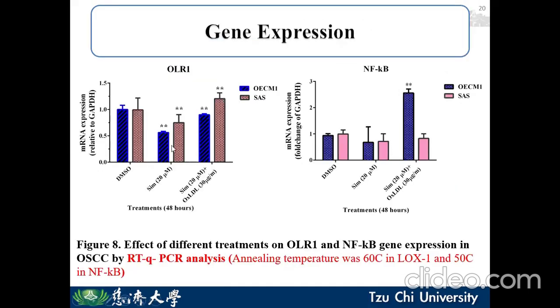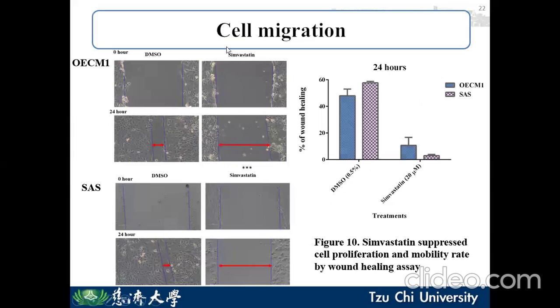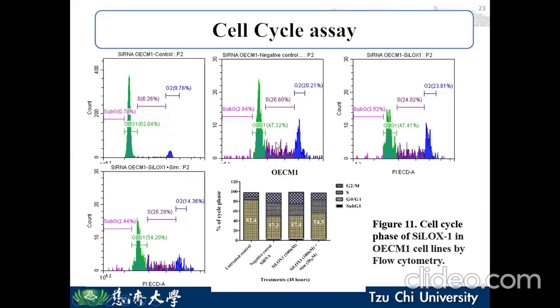Gene expression of simvastatin with oxidized LDL was confirmed by RT-PCR analysis, and colony formation was also increased, inducing cell proliferation in two different cell lines. Simvastatin is a good inhibitor after 24 hours of treatment in two different cell lines. We also confirmed that the control group with DMSO is a very good control in these experiments.